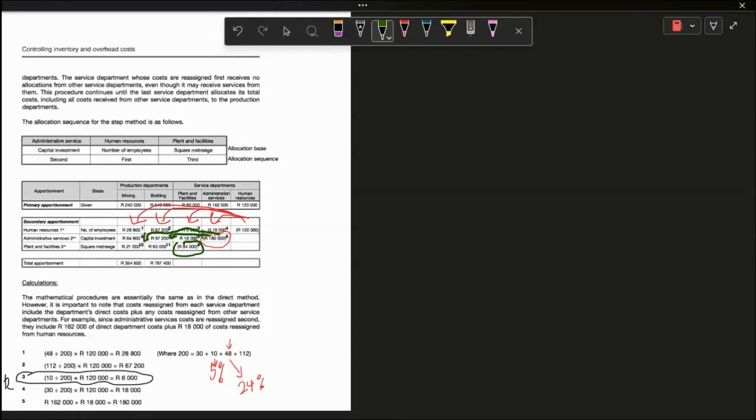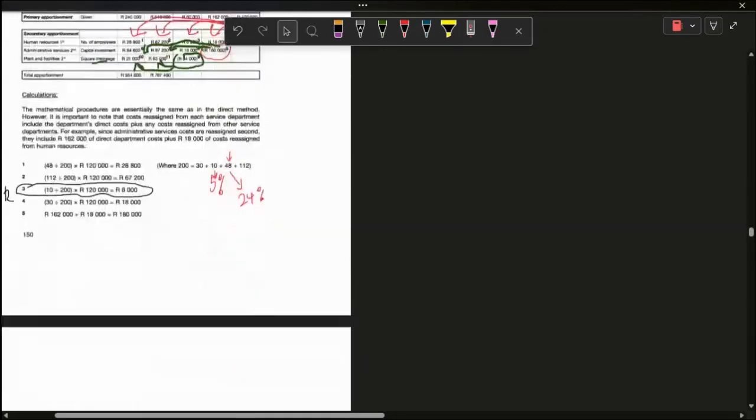And the basis for the plant will be the square meterage, right? We're going to look at the square meterage. We've already spoken about this, and we're going to apportion this amount to both the bottling and the mixing. So now we can add all these for the mixing together and all these for the bottling together.